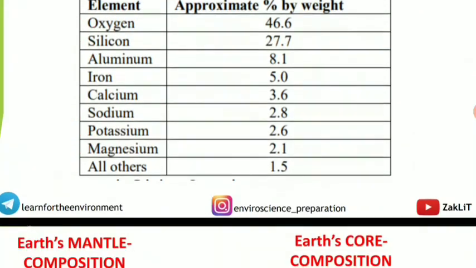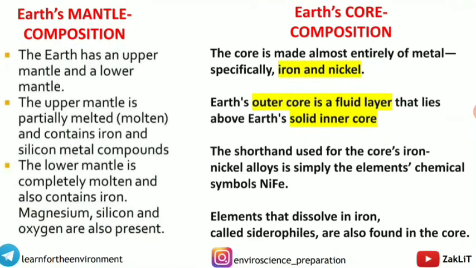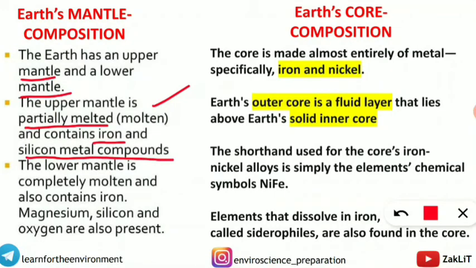As we have discussed the crust composition, let's also know about the mantle and core. They are also equally important. What is the composition of the mantle? Earth has an upper mantle as well as a lower mantle. The mantle is divided into two parts. The upper mantle is partially melted, or in molten form, and it contains iron and silicon metal compounds. So upper mantle, iron and silicon metal compounds. The lower mantle is completely molten. It is not partially melted like the upper mantle. The lower mantle is in a completely molten stage, and it contains iron, magnesium, silicon and oxygen. So you should note these things down.